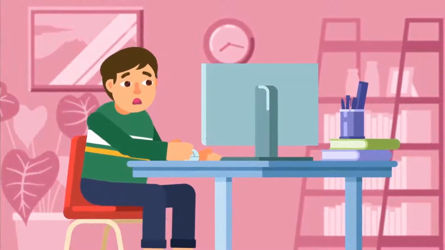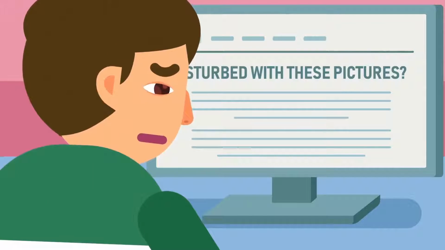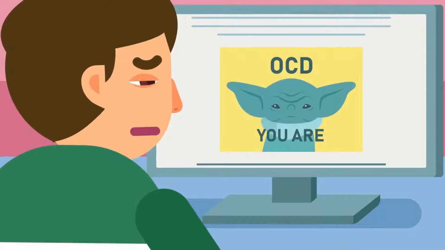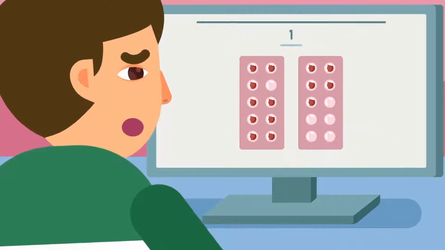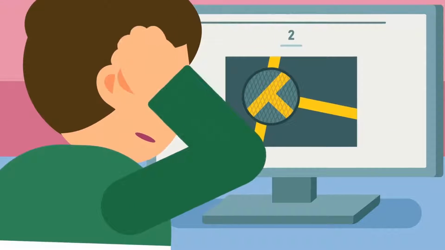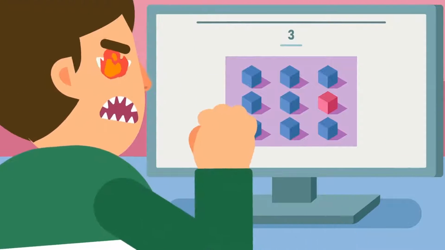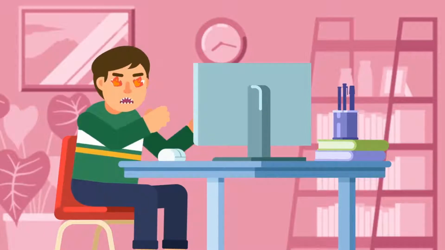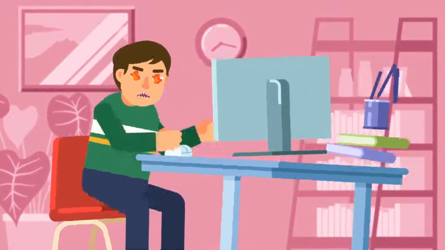There are some popular posts on social media that say, if you have problems with the minor mistakes in these pictures, then you have OCD. After looking at the pictures, you feel disturbed and think that maybe you have OCD after all. What exactly is OCD? Is it really that simple to diagnose?